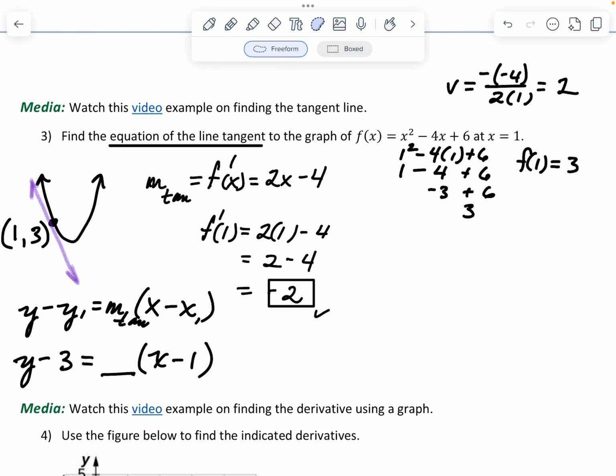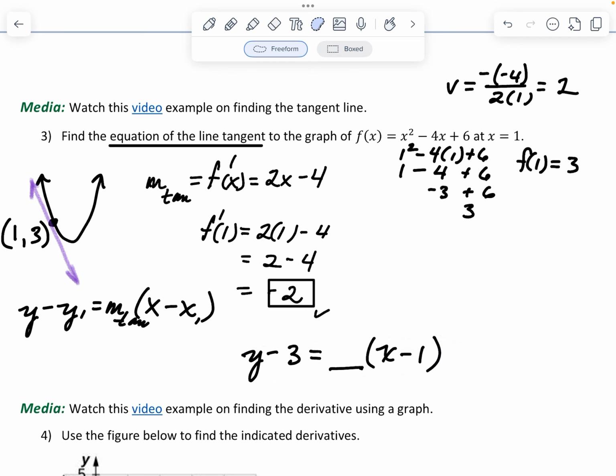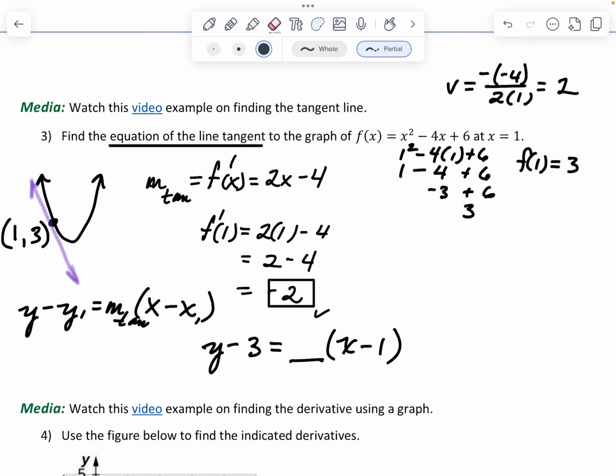Okay, so let's get that in there. And so we now have our equation. I'm going to bring this over. And all we have to do is plug in, we want the equation of the tangent line, so we could just plug that in, -2 for the slope. And there you have it.